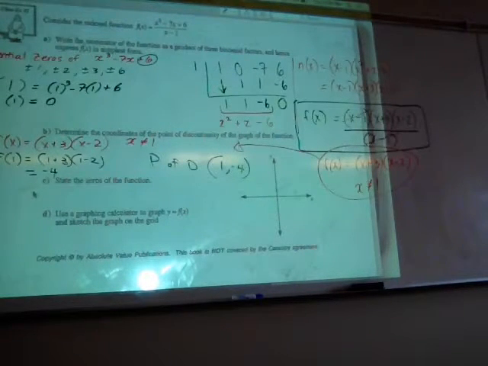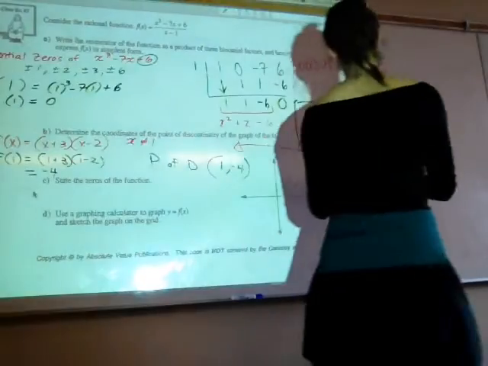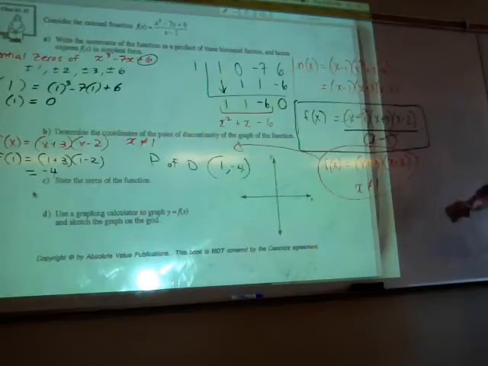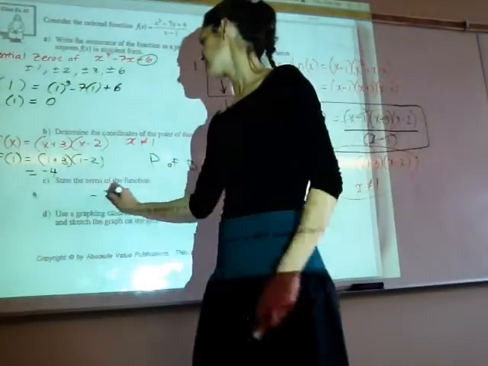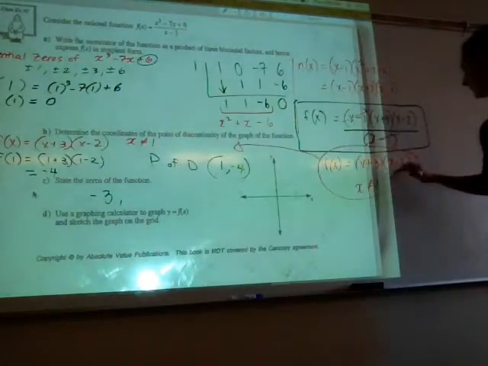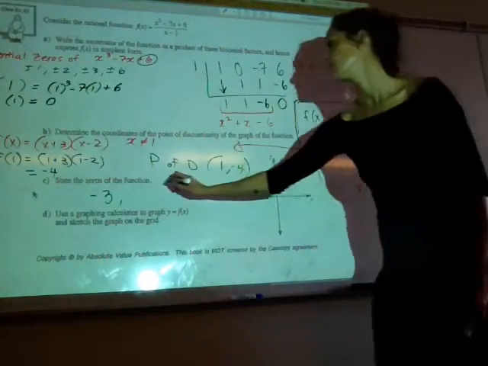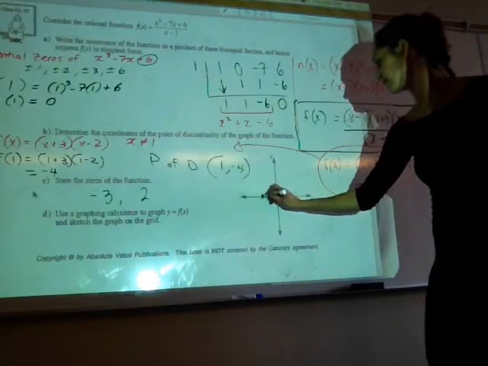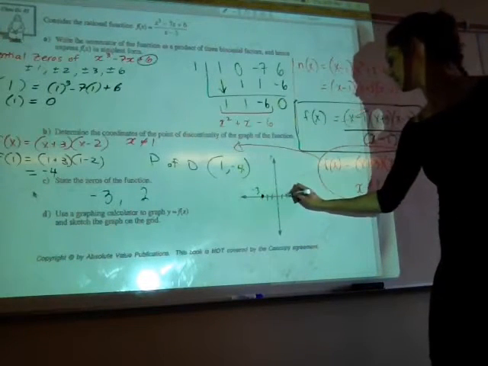Okay, so we have our point of discontinuity. Part C is asking us for the zeros of the function. So just remember, we simplified this function down to x plus 3 times x minus 2. So these will be where our zeros come from, the simplified factors. So our zeros will be at negative 3, and from the other factor, positive 2. So let's mark those out: negative 3, positive 2.